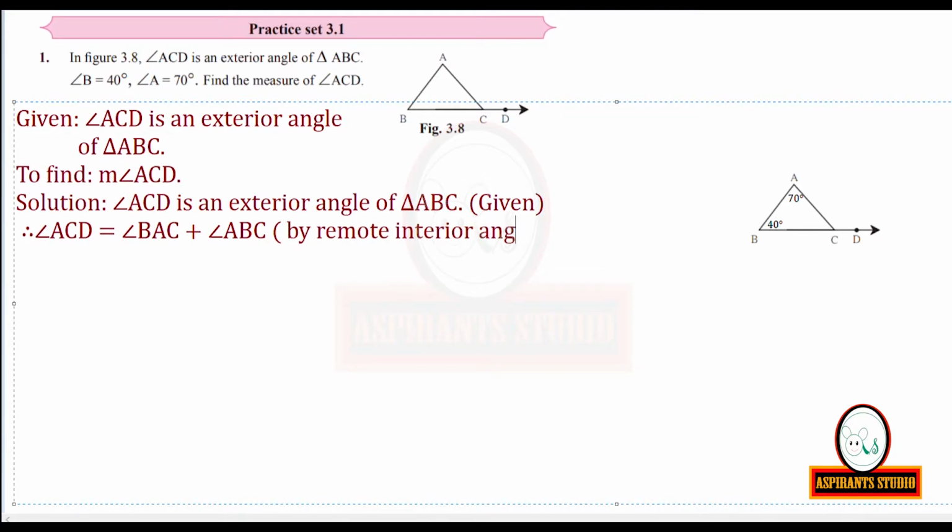Now you are given measure of angle B is equal to 40 degrees. That means measure of angle ABC is equal to 40 degrees. And also you are given measure of angle A is equal to 70 degrees. That means measure of angle BAC is 70 degrees. So we are going to substitute all these in this equation. So we will get measure of angle ACD is equal to 70 degrees plus 40 degrees. Within brackets you have to write by the given data.